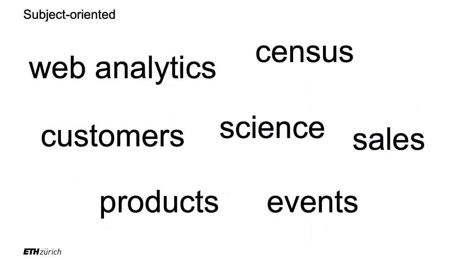So in general, OLAP is subject-oriented. It has 4 adjectives actually that people commonly use. Subject-oriented because usually you have a very specific use case in mind. It can be web analytics, census data. Actually, this is how computers started at the end of the 19th century with IBM, for example. Customers, data science with analysis of data at CERN, for example, sales data, which is typically the textbook use case of OLAP: sales, products, events, and so on.